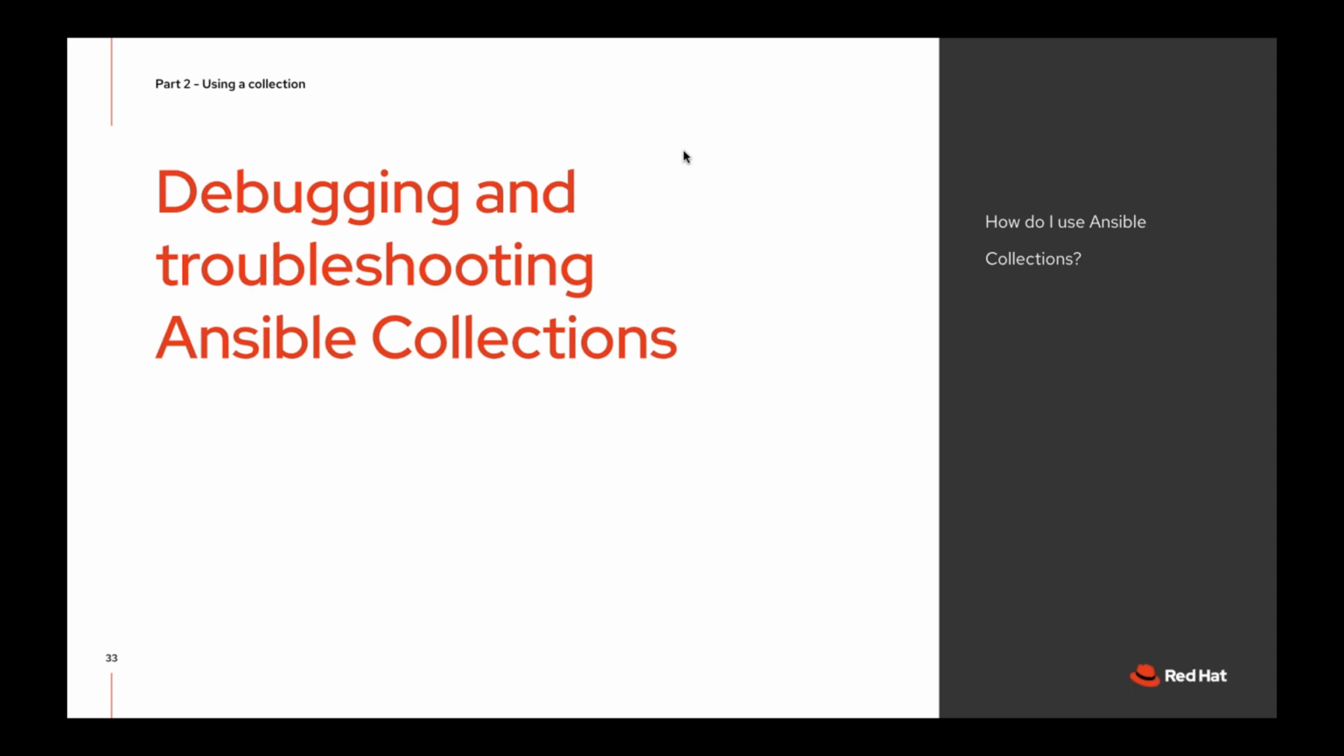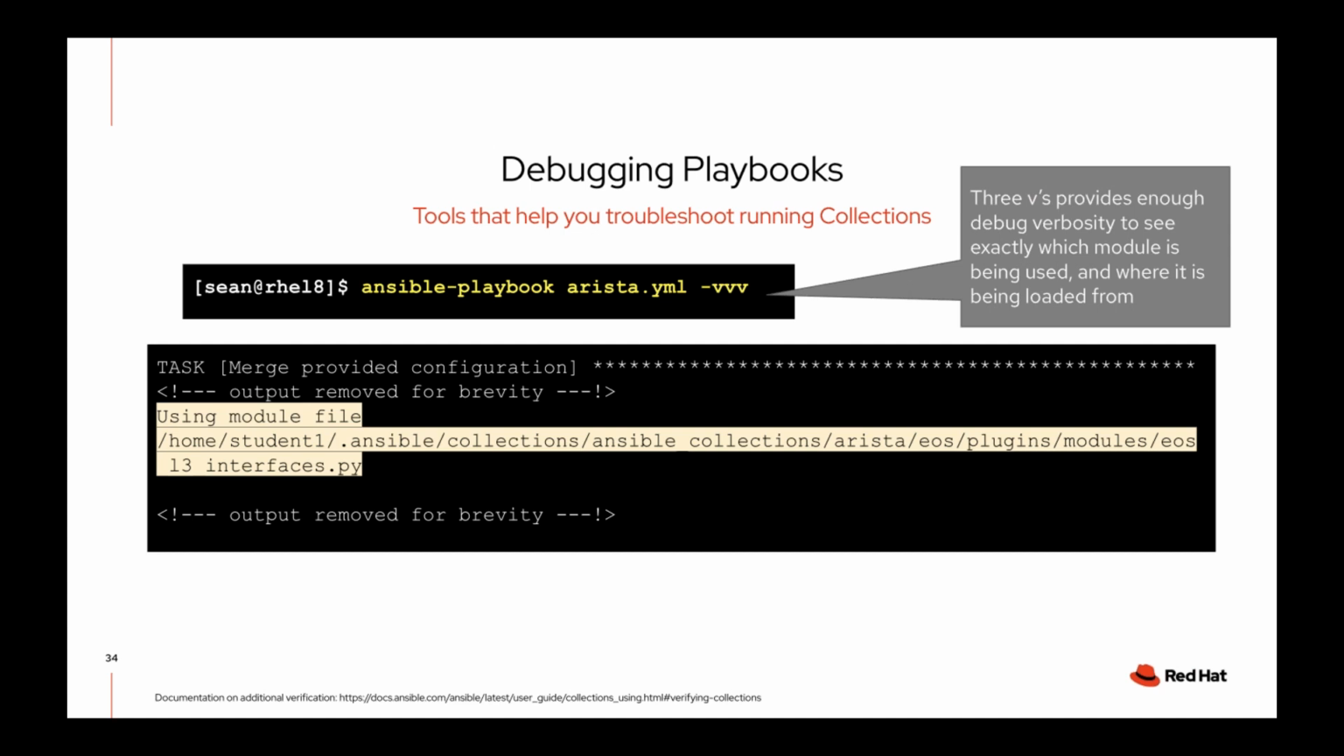So we'll cover some basic debugging and troubleshooting of these collections, because I think this will help folks. And again, these are in the docs as well. You can move to the next slide. Three levels of verbosity will show you where it's loading that module from. So if you have an existing playbook and you're just curious, you only need three levels of verbosity, triple V, and you can actually see on the command line, hey, it's loading this from Ansible Collections. So if you install a collection and then you want to verify, is this actually using the collection or is it using built-in, you can just use three levels of verbosity and grab it.